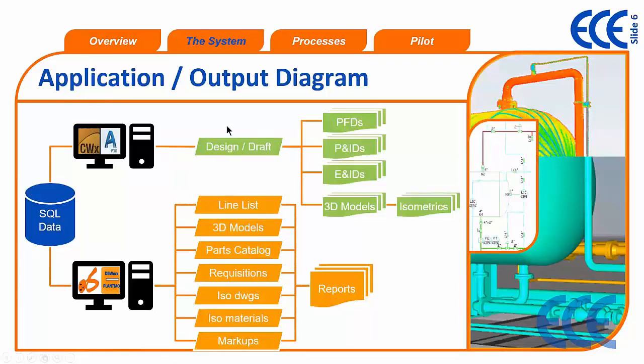Those deliverables from those programs through designing and drafting could be flow diagrams, process diagrams, electrical diagrams, or just the 3D model data itself, or the isometrics that come from those 3D models. So all of that's getting stored inside the SQL Server, and then the lower leg is where we're starting to read that data in an easy to digest way, and then to do things with that data.